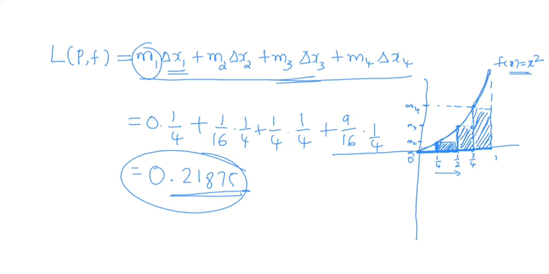This is nothing but the sum of the areas of these rectangles which lie below the function curve. The partition which you have taken divides the given closed interval 0, 1 into 4 subintervals, and with respect to these 4 subintervals, we get 4 rectangles which lie below the function curve.